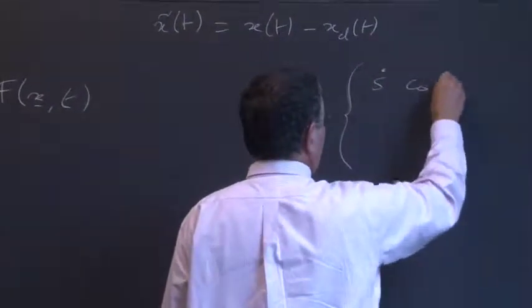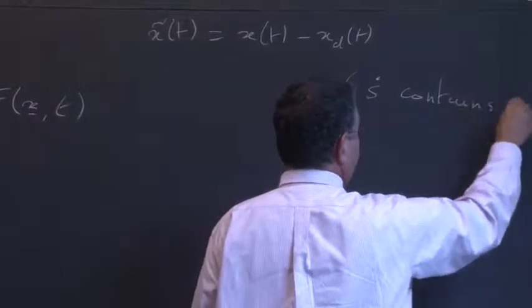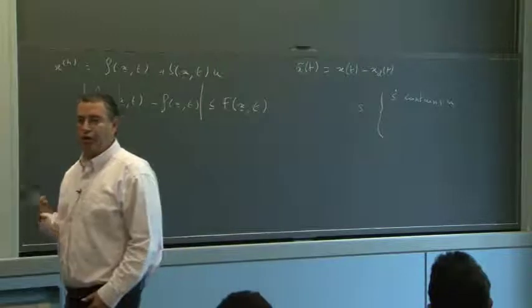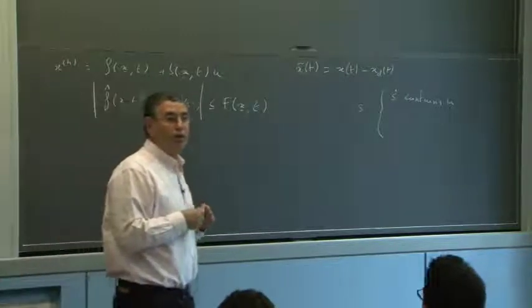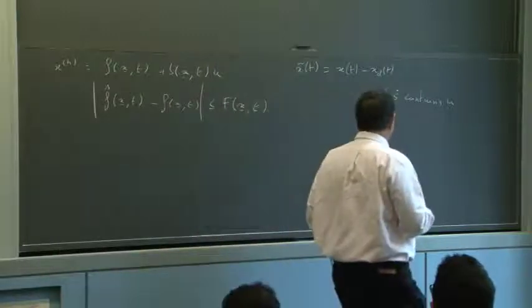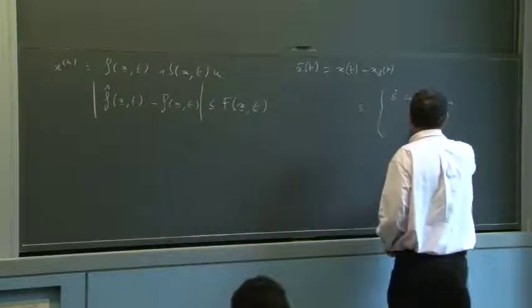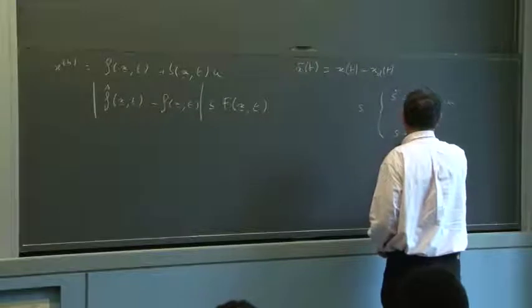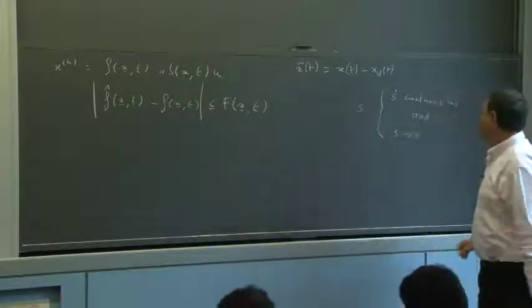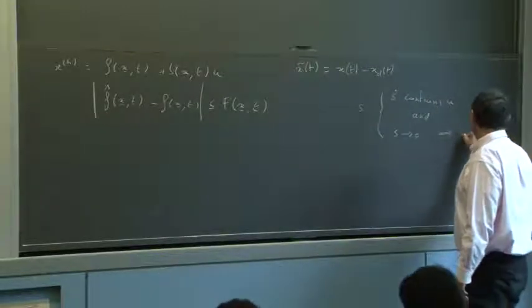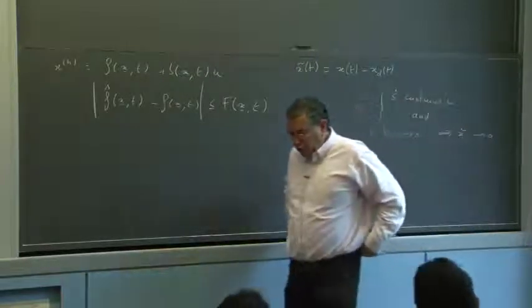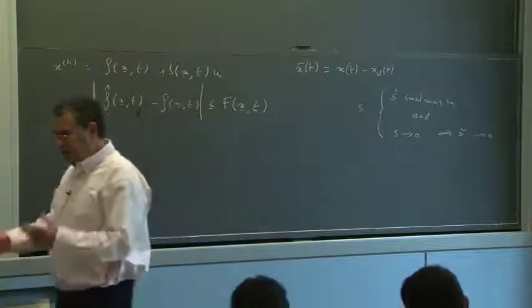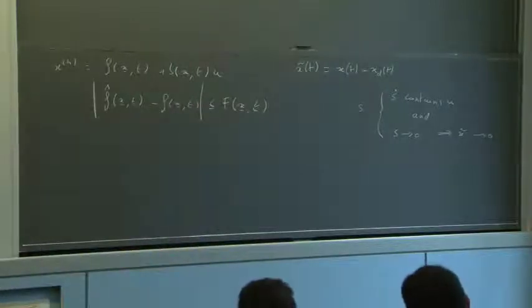And S had two properties. The first one is that S dot contains U. In other words, you have to differentiate S only once to find the control input. And the second one was that if we manage to control S to 0, then we will have solved the original problem, which was to control x of t to xd of t, or equivalently to control x tilde to 0.